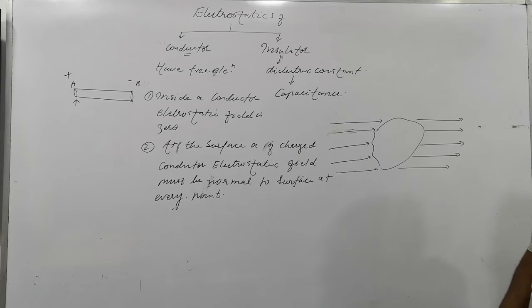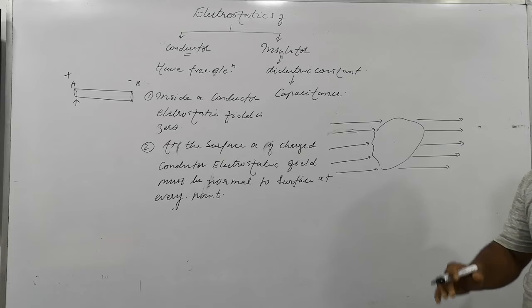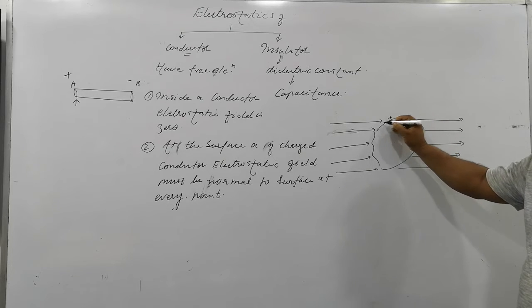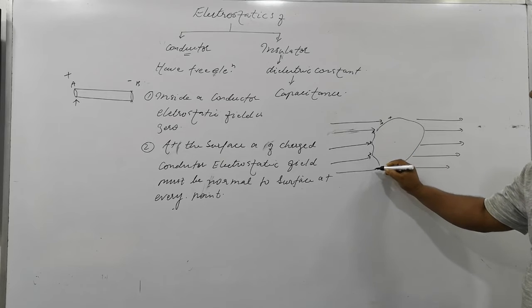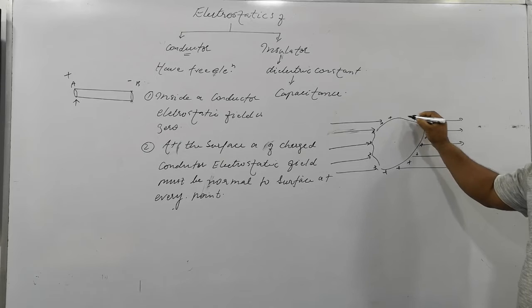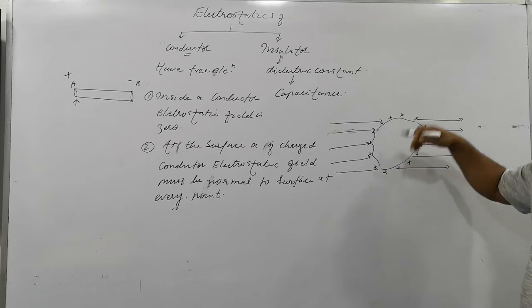At the surface of a charged conductor. Charged conductor means you have given charge to the conductor. Suppose charge is given to a conductor, it is spread throughout the surface. Is that clear? Throughout the surface. Why does this happen? It is not poured inside, meaning it does not go inside the conductor.